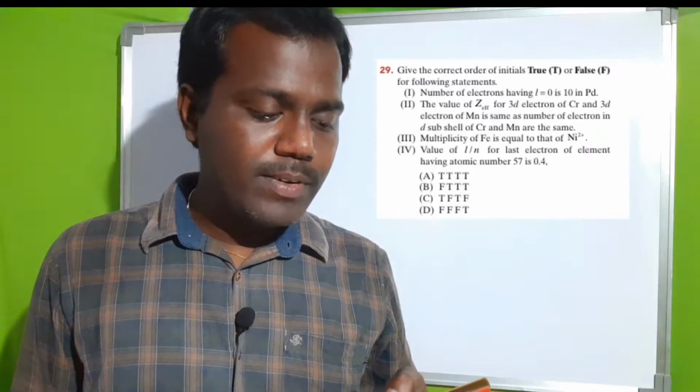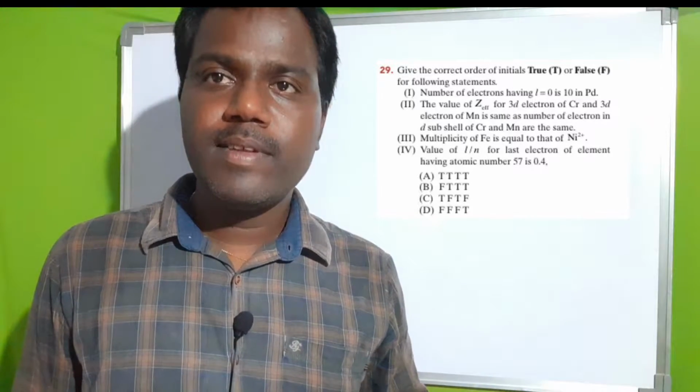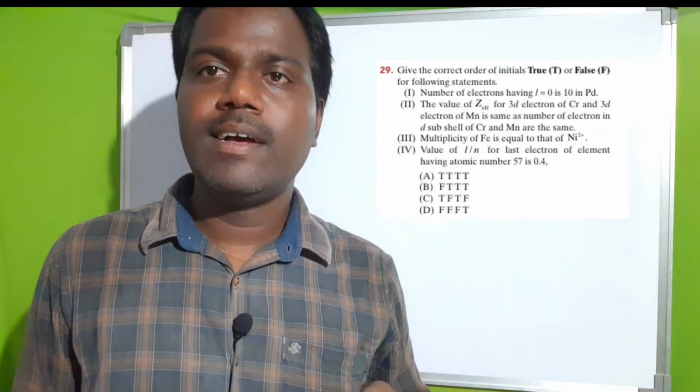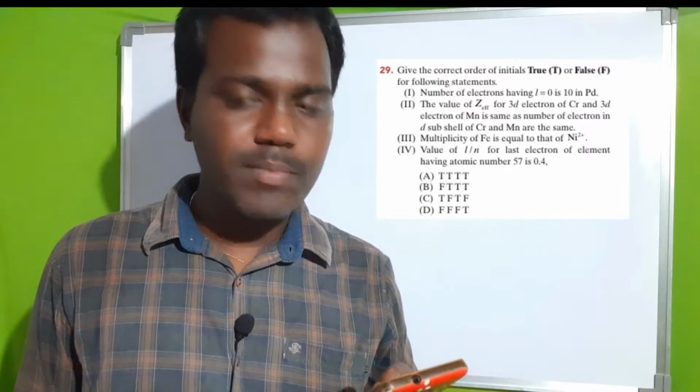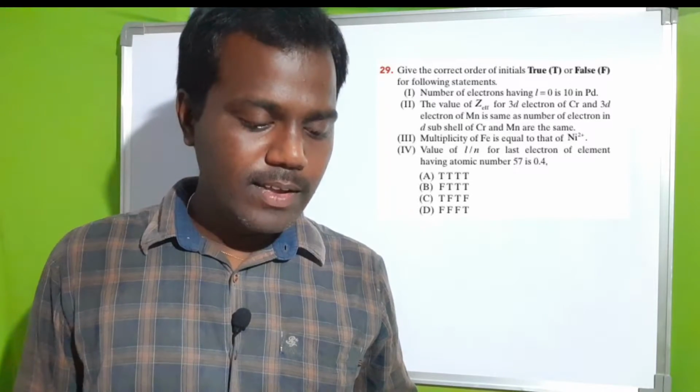And they gave four options. In these four options, option D is correct. This means the first three statements are false and the fourth statement is true. So let us see how this option is correct.